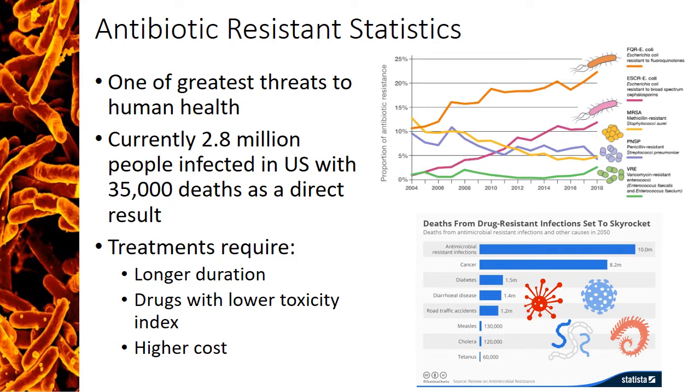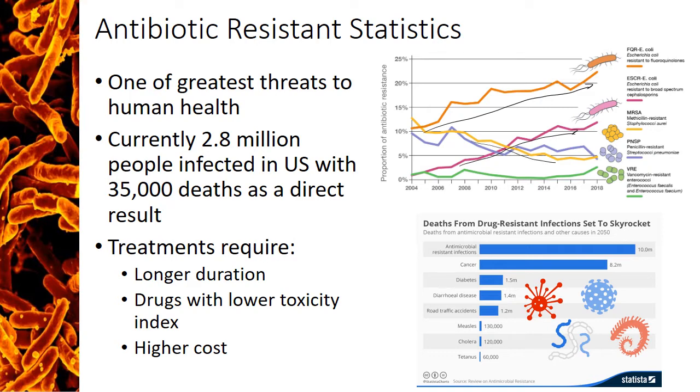If we look at this top graph, we can see the increase in resistance percentages for some of these. This orange line is E. coli that's resistant to certain fluoroquinolones. This pink line is E. coli that's resistant to broad-spectrum cephalosporins, one of those new groups of penicillins that we'd been trying to develop to avoid resistance. Now you'll notice there are a couple of lines that go down.